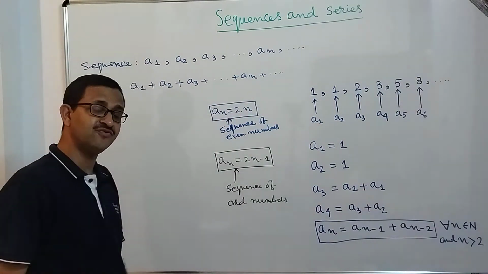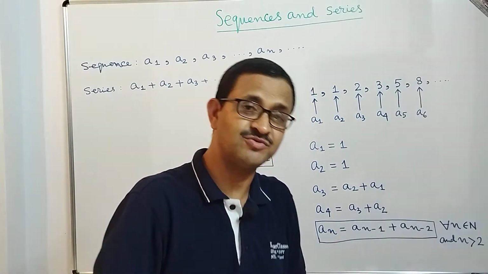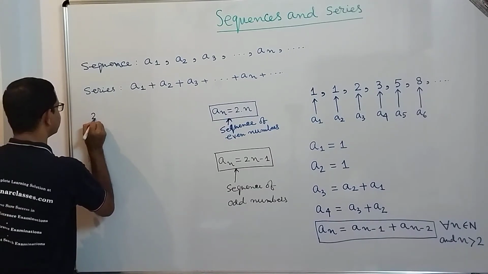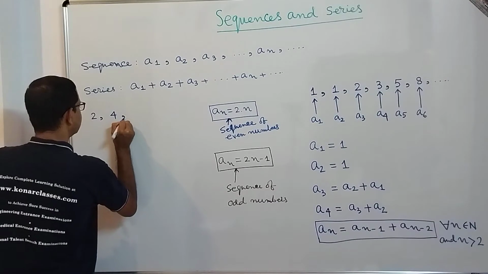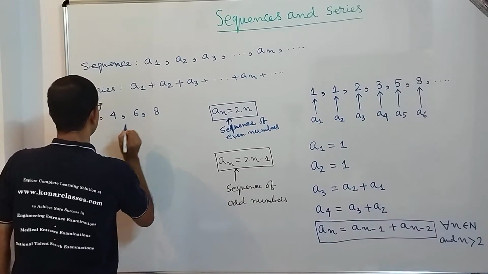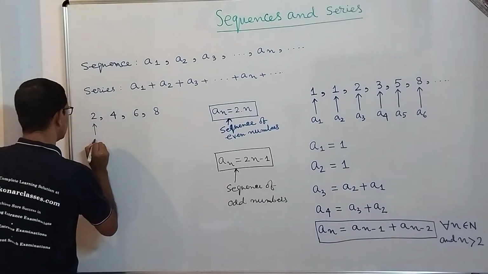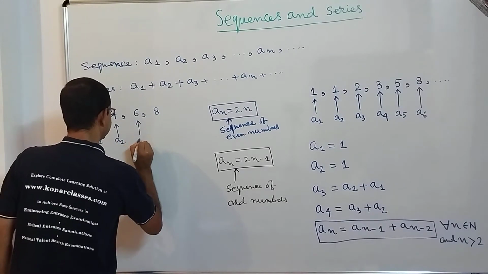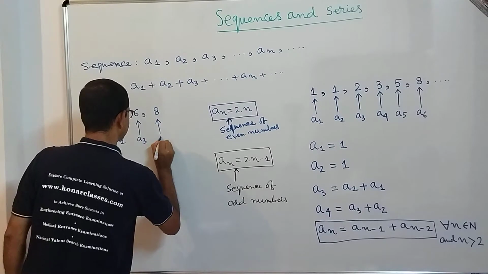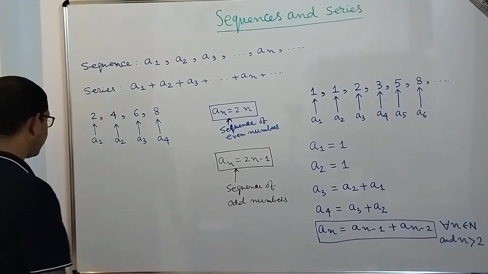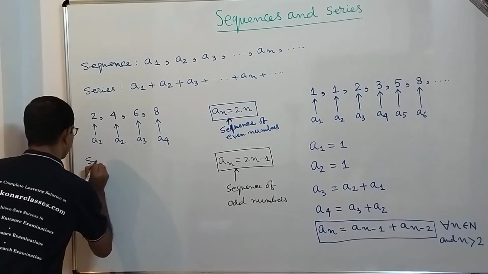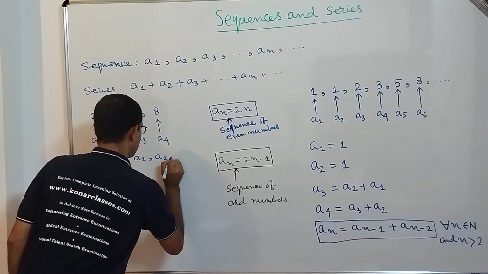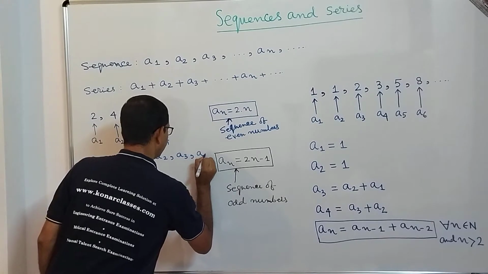Now there is a fundamental difference between a series and the sum of the series. Let's consider that we have a sequence with 4 terms: 2, 4, 6 and 8. That means A1 is 2, A2 is 4, A3 is 6 and A4 is 8. So it is a finite sequence. The sequence is A1, A2, A3, A4.